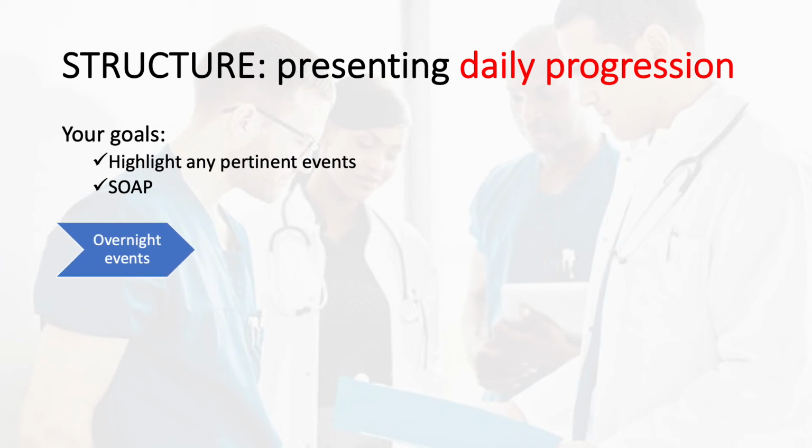So usually, if your attending said, okay, let's talk about Mr. M, and you're the one who's following the patient, then you can start with a one-liner if you want, or you can go directly to the overnight event. So you can say something like, Mr. M, he's our 51-year-old male patient who was admitted 2 days ago with shortness of breath with the diagnosis of CHF exacerbation, for example.